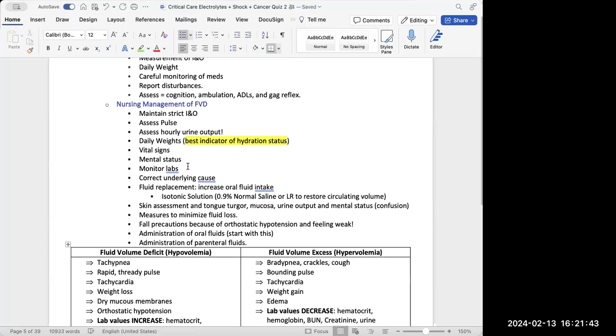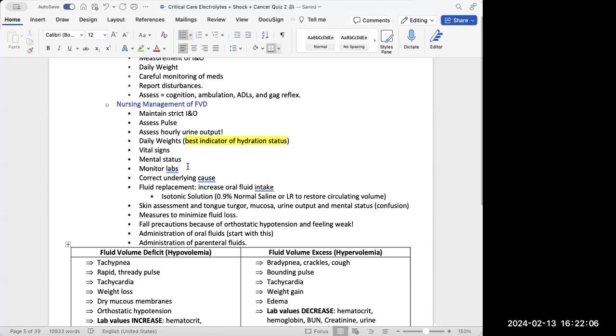So, the reason I was trying to start with the manifestations is I think it really helps with trying to understand what you need to do for your patient, right? So, strict I&Os, looking at pulses, looking at urine output, right? Why would I need to do that? Well, the pulse is going to be off. Their urine output's going to be decreased, so I need to assess that. I need to look at daily weights because they're going to be losing weight.